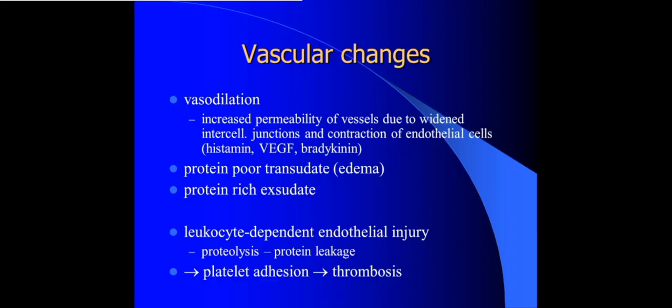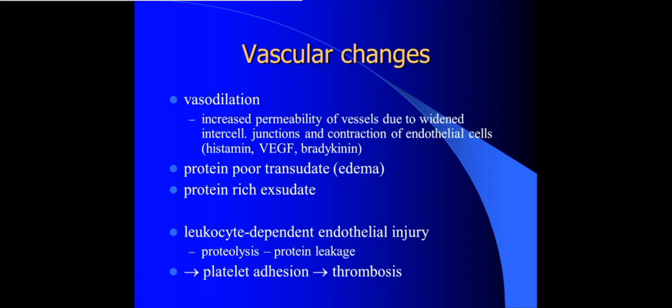Now vascular changes. How is there a change in the vascular system? Vasodilation is the increased permeability of vessels due to wide intercellular junctions and contraction of endothelial cells. During vasodilation, histamine, bradykinin, and VEGF are released or increased. Clear? So vasodilation is the increased permeability of vessels due to widened intercellular junctions.